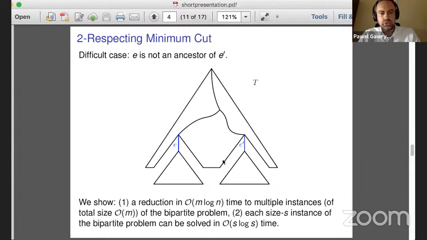Okay, so we have two steps. In the first step, we reduce this case to multiple instances of total size O of M of some other problem. And the reduction takes M log n time. And then the second step is that we show how to solve an instance of size S of this new problem in S log S time. So when you combine those two steps, you obtain M log n.